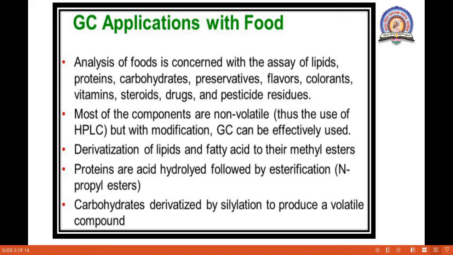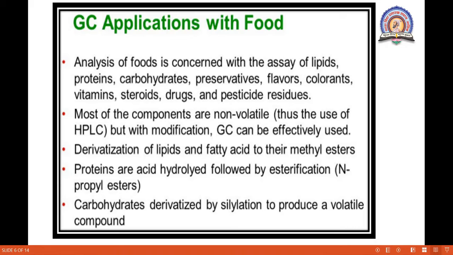Most of the components are non-volatile. Out of these components, most are non-volatile, and we already discussed that for gas chromatography a volatile, gaseous sample is required, and then we use this technique. But in food analysis, most of the components are non-volatile. At that time, we use the HPLC technique. But with modification, we can convert that sample into a volatile one, and we can easily identify it by using the GC technique. So GC can be effectively used for the analysis of food.